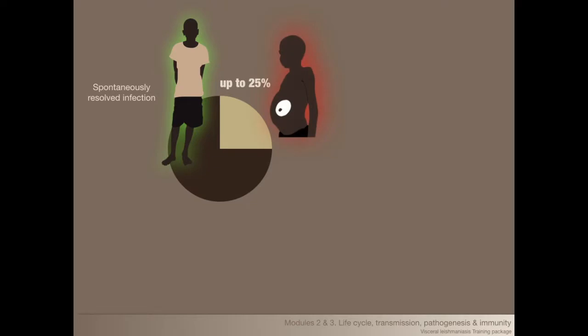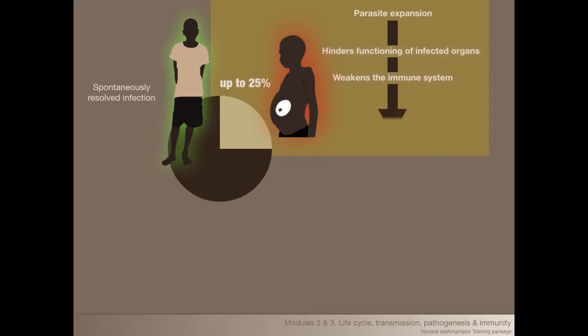While subclinical infections resolve spontaneously through an efficient immune response, up to 25% of infected people fail to produce an appropriate immune response, allowing expansion of the parasite in the organism. The parasite's progression hinders the functioning of the infected organ and weakens the immune system, leading to many health problems. Clinical symptoms of visceral leishmaniasis are presented in the next module.